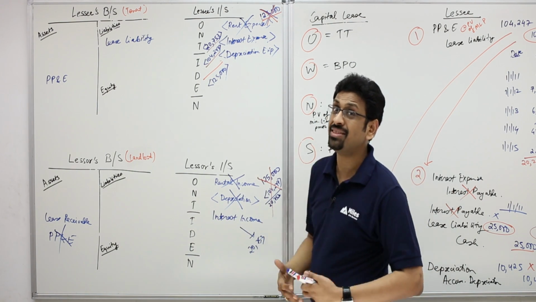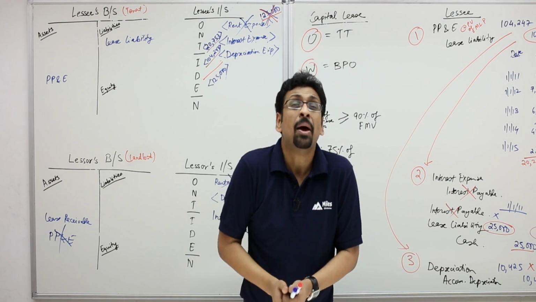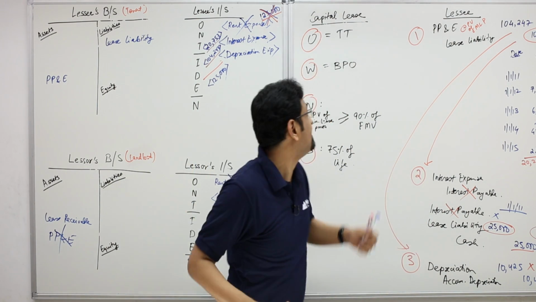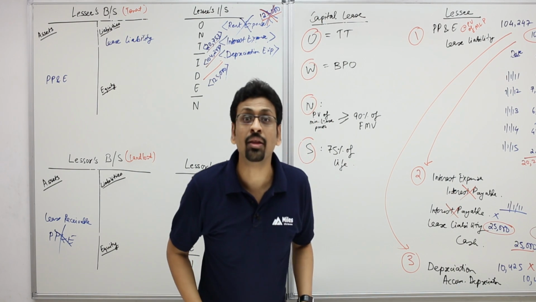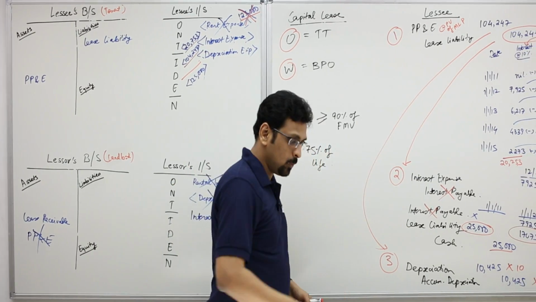The numbers remain the same. Classification changes because it's no longer an operating lease, it's a capital lease. The lessee owns, not the lessor. Get back now.